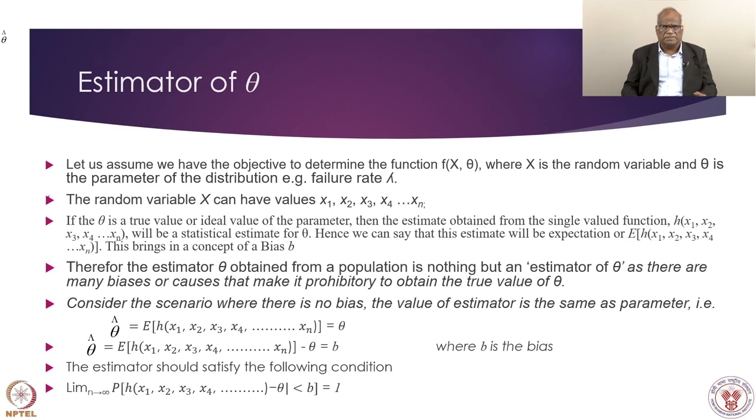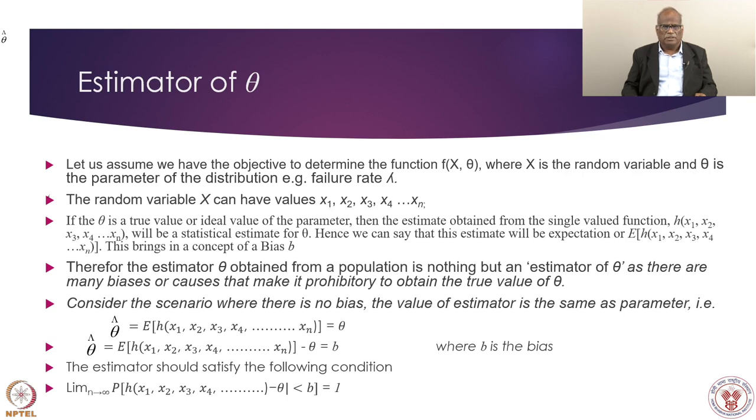So let us start with this. The random variable, normally random variables are denoted by capital X, and it can have many values, x1, x2, x3, x4, xn. If theta is the true value or ideal value of the parameter, then certain conditions have to be met. Then the estimate obtained from the single valued function, that is h(x1, x2), will be a statistical estimate for theta.